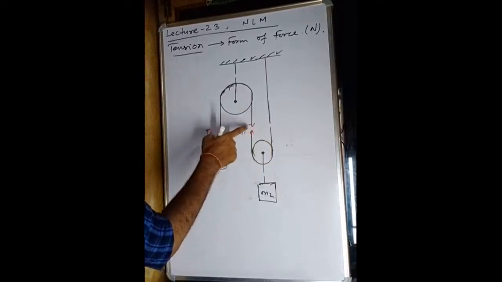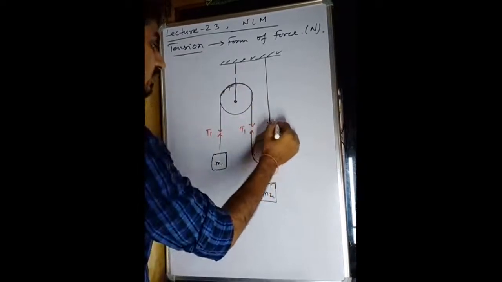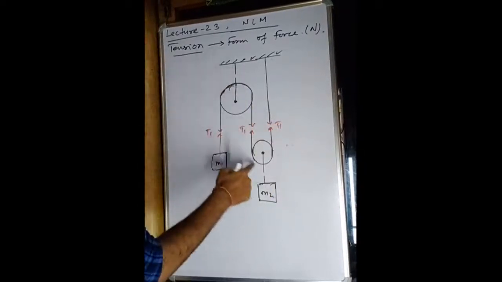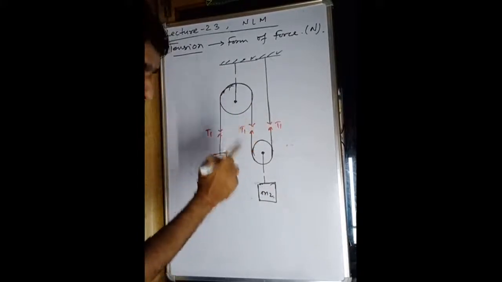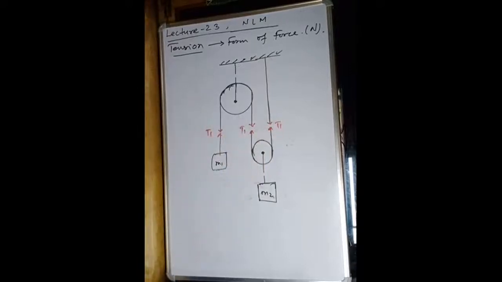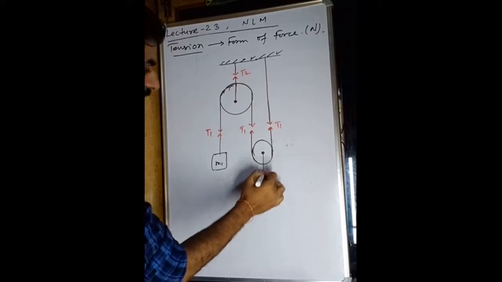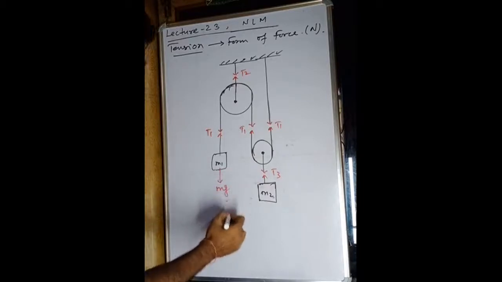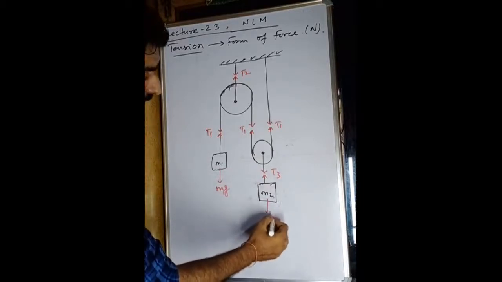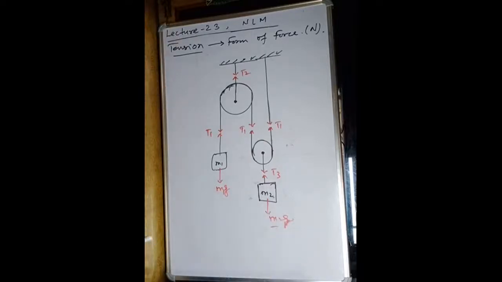Why am I applying two tensions here? For this pulley it is in the upward direction, for this pulley it is in the downward direction. Here it is also T1, so all these tensions are the same, and only if the string is massless and frictionless are those tensions the same, my dear students. Here the tension is T2, here the tension is T3. That's it, this is the concept of tension. If you apply the weights, you can write M1G here and M2G here. That we will study in detail in the next chapter.